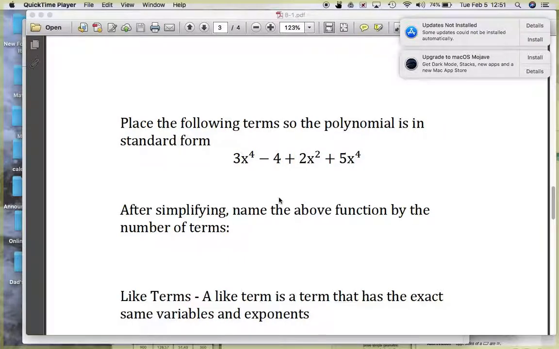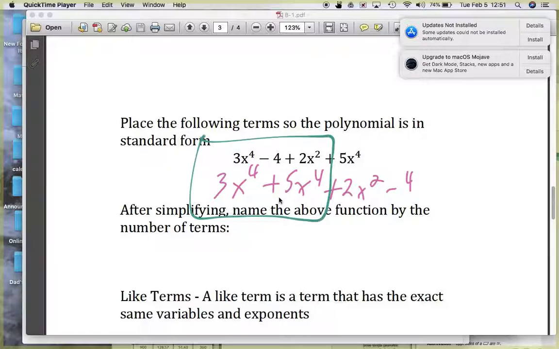So I'm going to write this one in standard form. So 3x⁴, 5x⁴, 2x squared, and negative 4. Notice I have 2 x⁴s here. Because of the fact that there are 2 x⁴s, we can actually do something else. We can actually simplify this equation because we can add like terms, which is something we've done in the past, but we just haven't called it this.